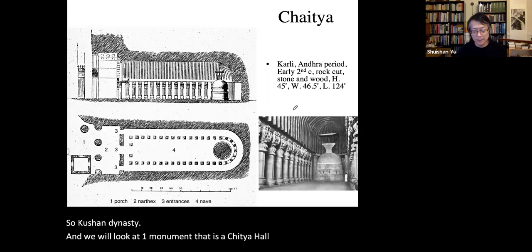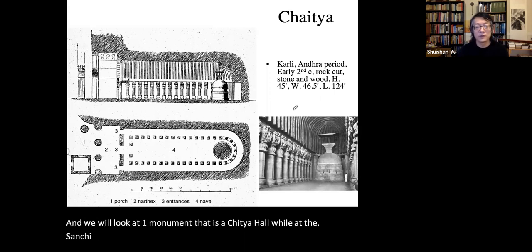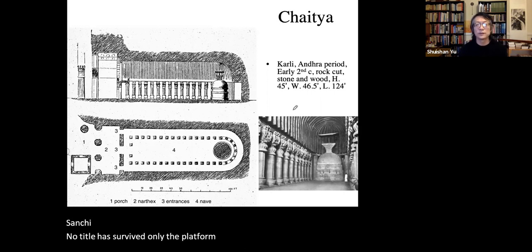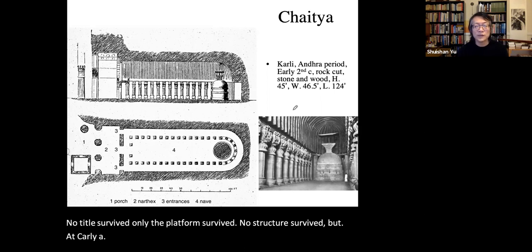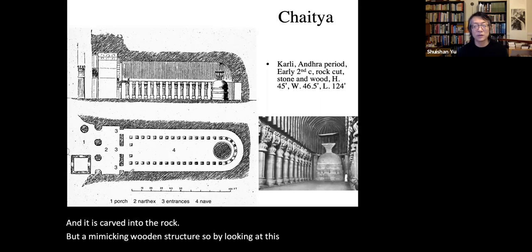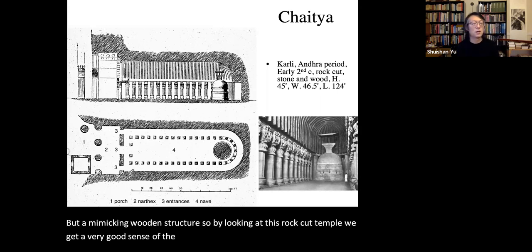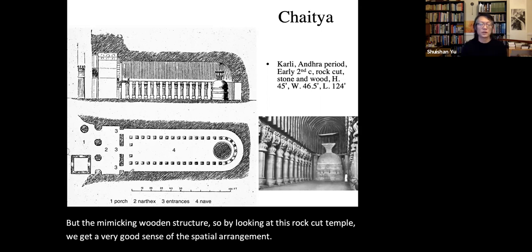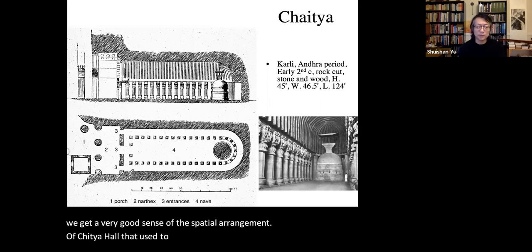While at Sanchi, no Chaitya Hall survived, only the platform survived, no structure survived. But at Karli, a 2nd century rock cut Chaitya has survived. It is carved into the rock, but mimicking wooden structure. So by looking at this rock cut temple, we get a very good sense of the spatial arrangement of the Chaitya Hall that used to stand on the ground.